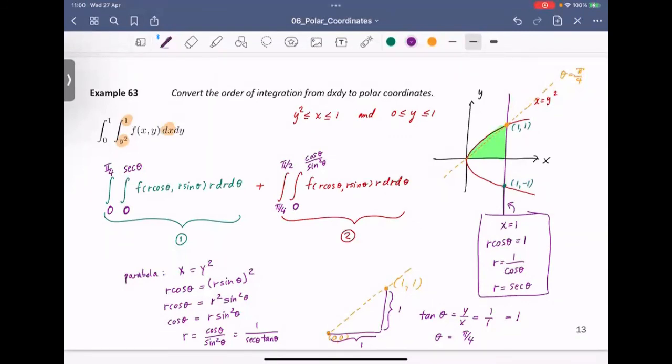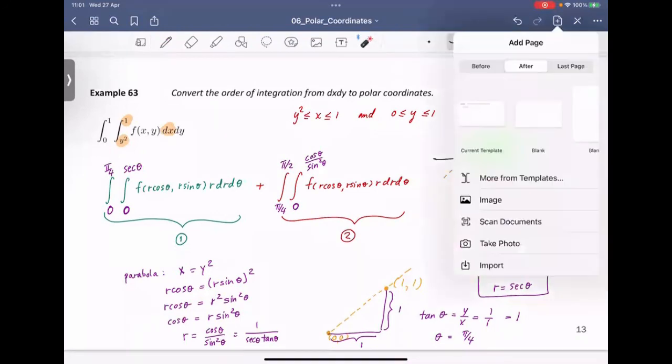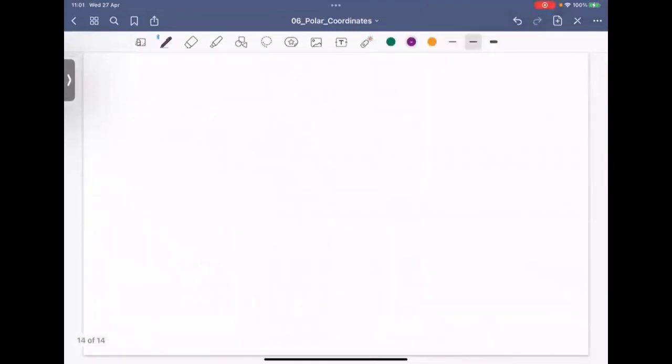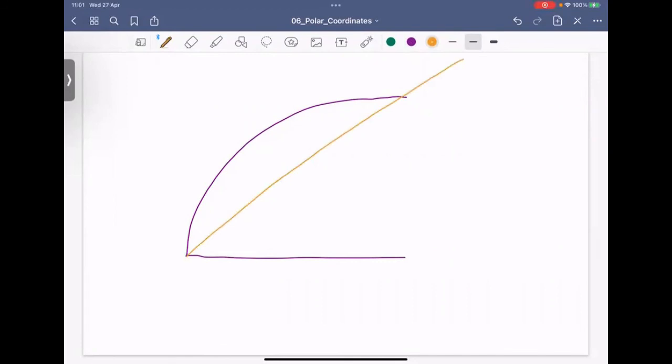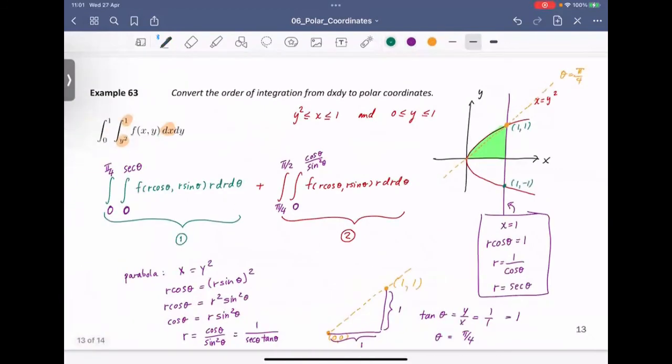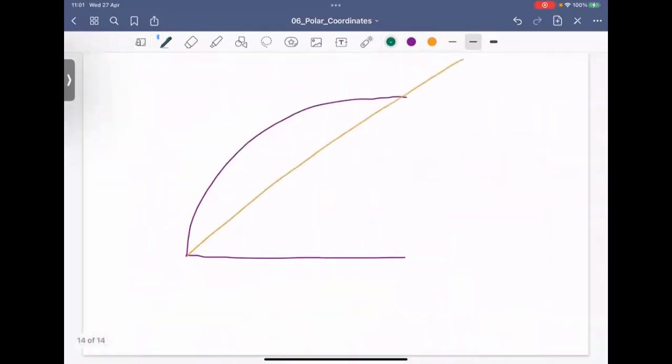So, questions. I think a lot of you, at least 3 students, sent me a direct message asking how to get pi over 2, because this is the hardest part. So let's talk about this again. Can I draw another picture here? I'm just going to zoom in on that one.